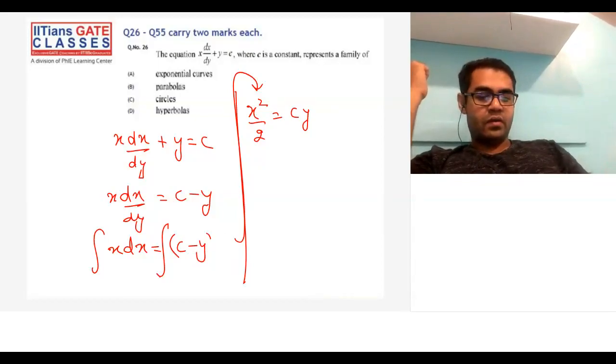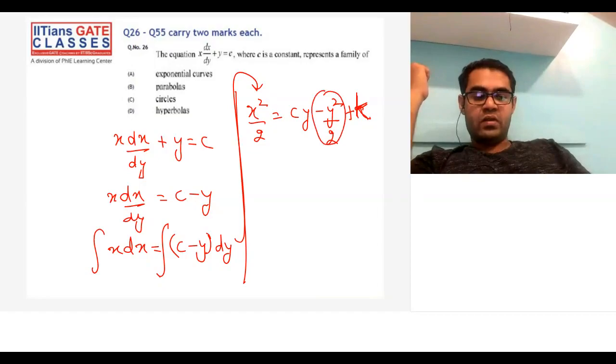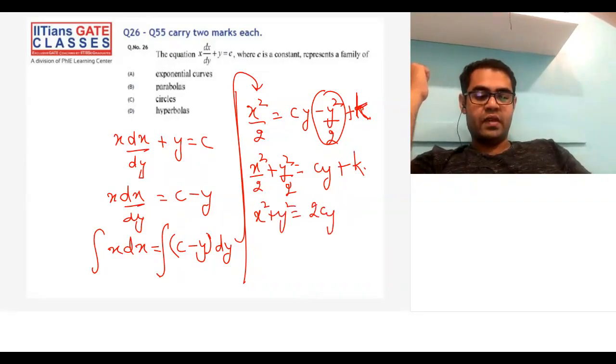So this will be dy. Now when I integrate on the RHS, this becomes y square by 2 plus some constant c1, or let's say k. Okay, k is the constant. Now you bring this term on the LHS. That means x square by 2 plus y square by 2 is equal to cy plus k. So x square plus y square is equal to 2cy plus k.